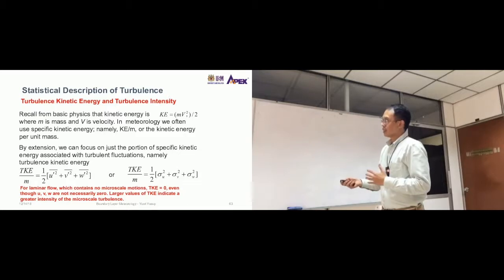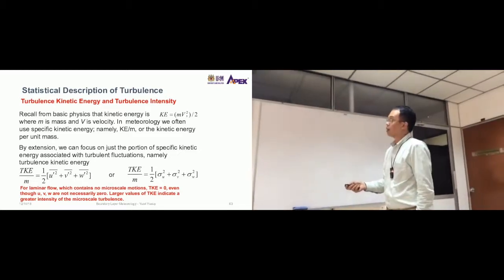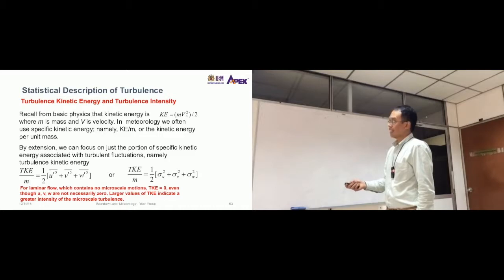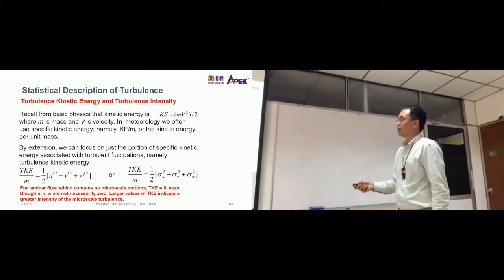So even though, it says here again, even though U, V, W are not necessarily 0, the turbulent kinetic energy can be 0 for laminar flow. Larger values of TKE indicate a greater intensity of the microscale turbulence. So another new term here, microscale. The turbulence that we deal with here is the microscale version of turbulence in the flow.